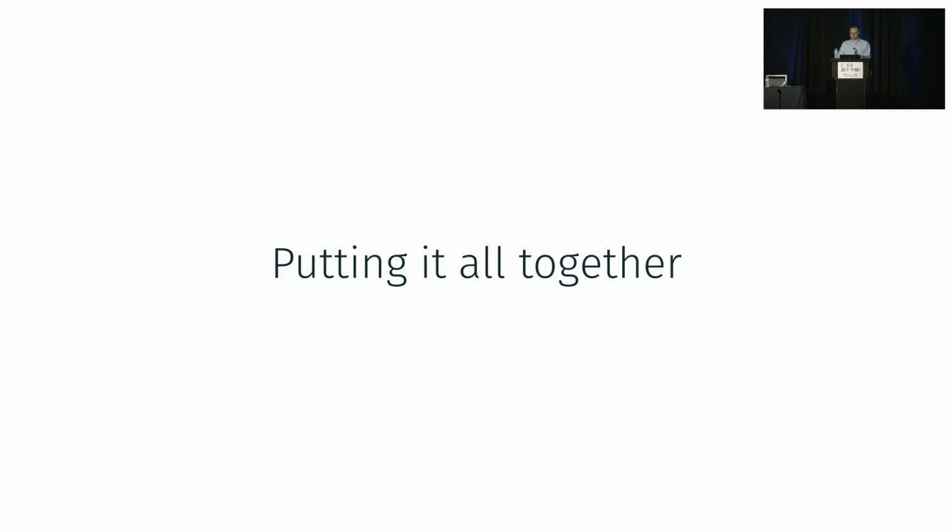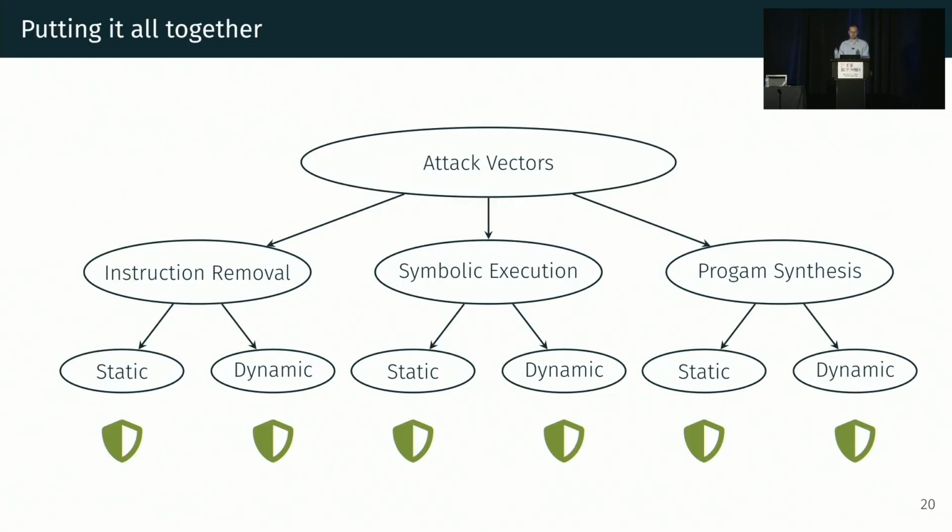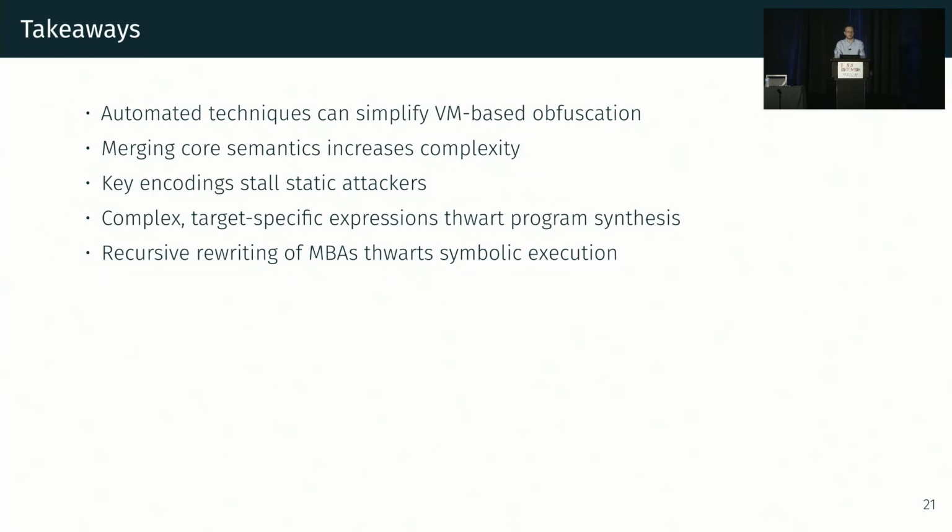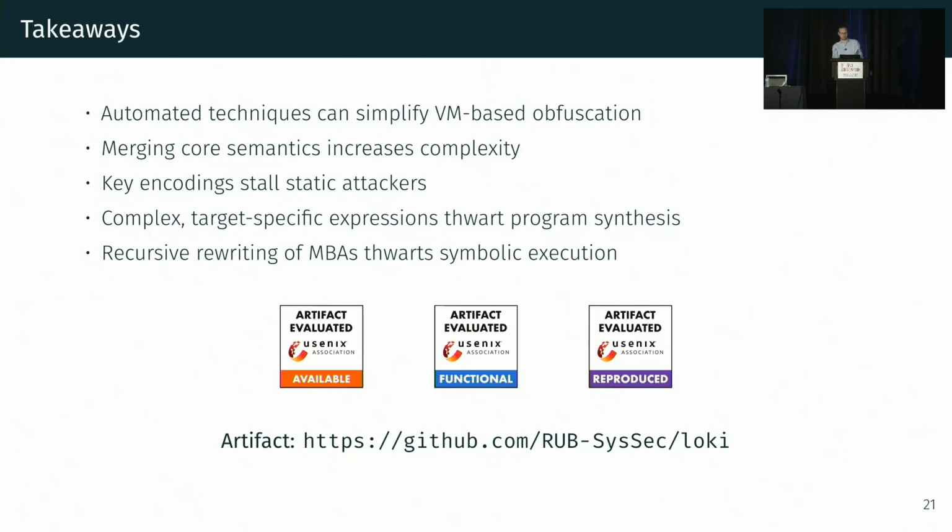Now, putting it all together, the combination of our techniques is suited to prevent all attacks, to make the attacker significantly weaker, both in a static and dynamic scenario. And with that, let's wrap it up. We have seen automated simplification can defeat VMs. However, there's a couple of techniques we can use in combination to prevent this. And if you're interested in that, feel free to check out the paper or head to GitHub, check out our artifact. It's available there.